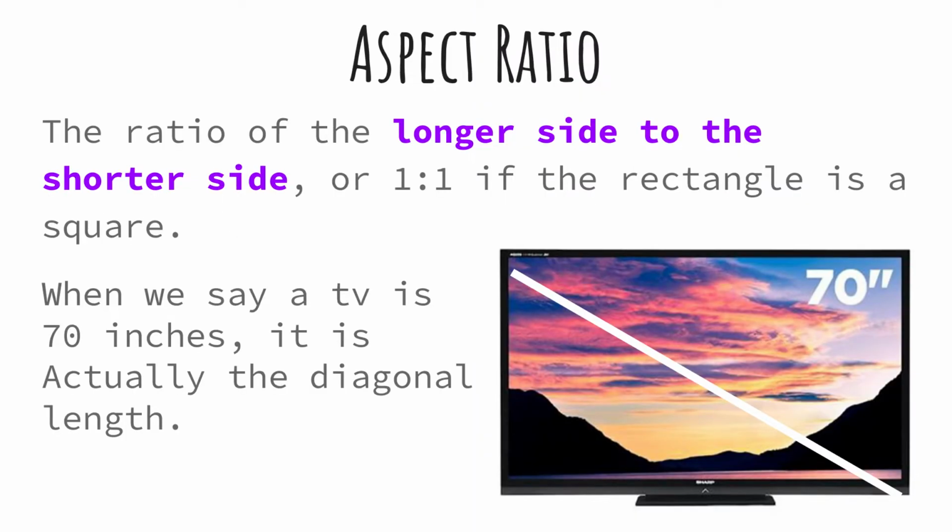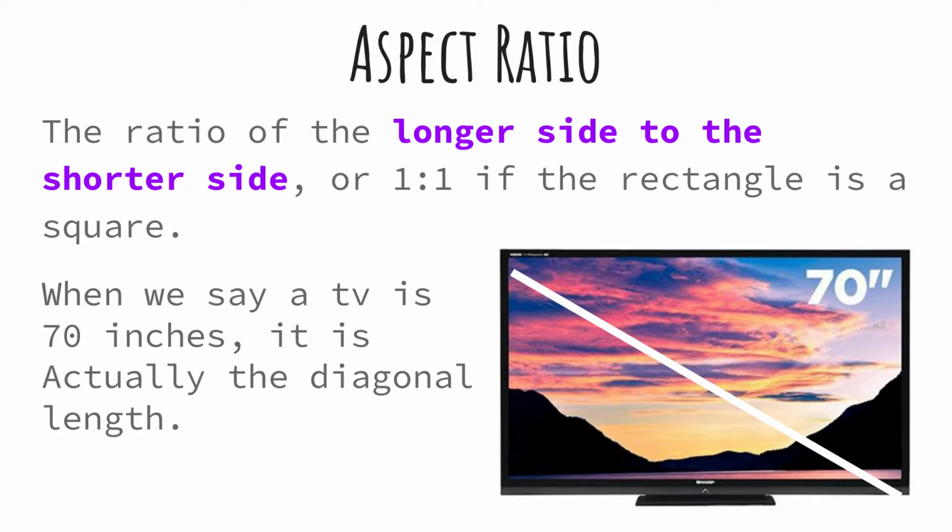The definition of an aspect ratio is that it is the ratio of the longer side to the shorter side, or it's 1:1 if the rectangle is a square. Now, in this unit, we're going to be talking about some TVs, and a TV is essentially a rectangle, right?